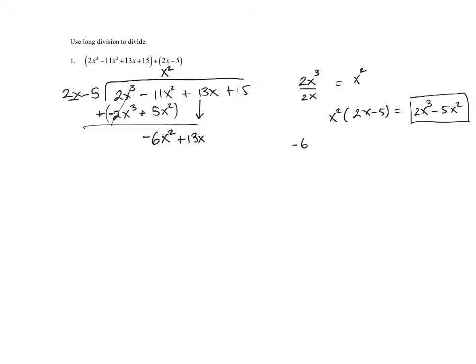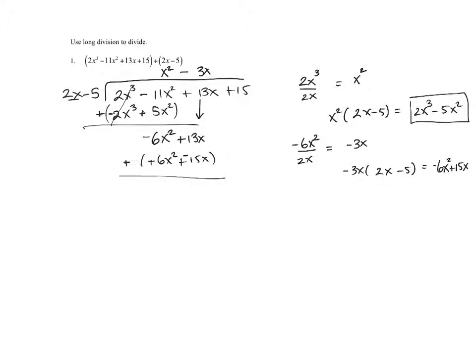Great, now we take our leading term, negative 6x squared, and divide it by the first term of our divisor. And so we would get negative 3x, and that's going to be the second term of our answer, of our quotient. We take that negative 3x and multiply it by our divisor, and we would get negative 6x squared plus 15x. Then we're going to subtract that whole thing, which means add the opposite. So I change the sign on each of those terms.